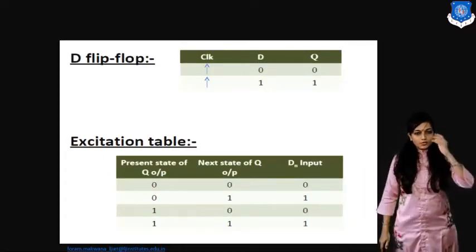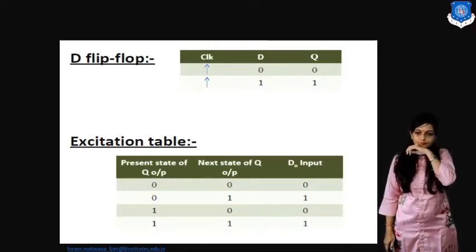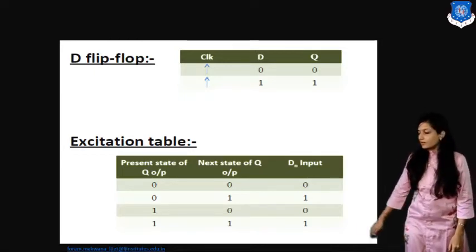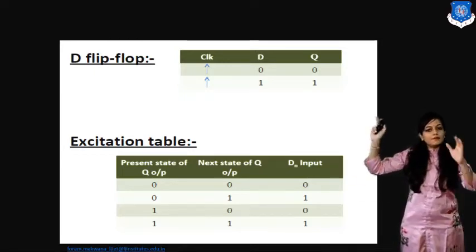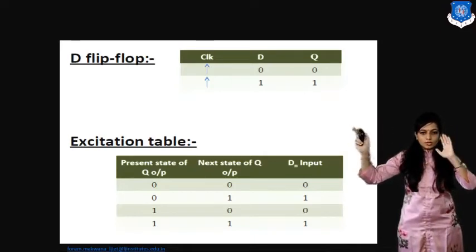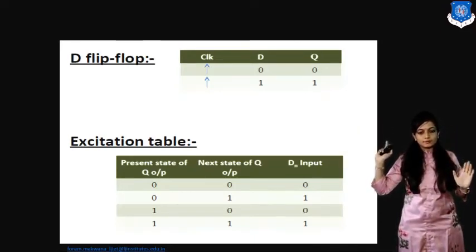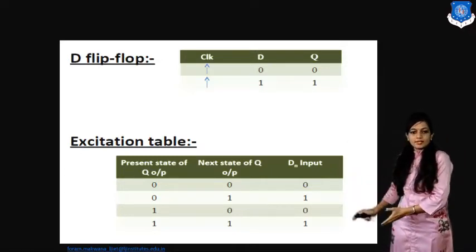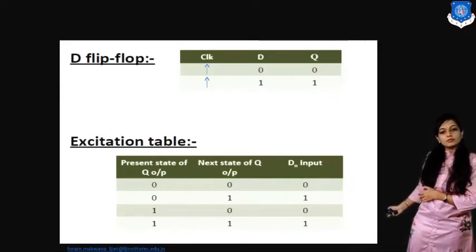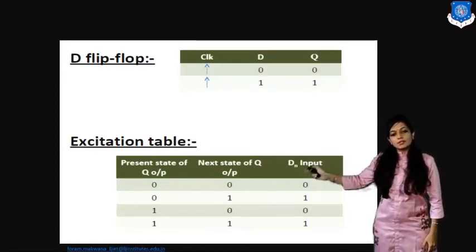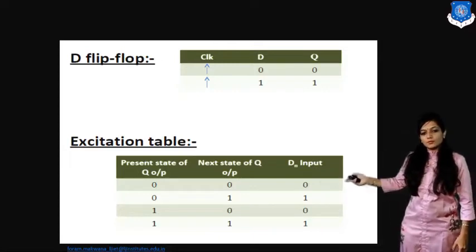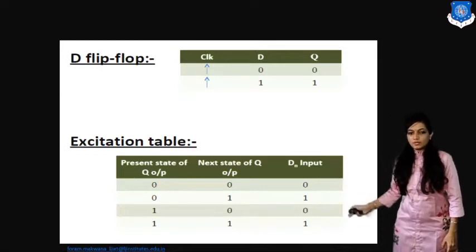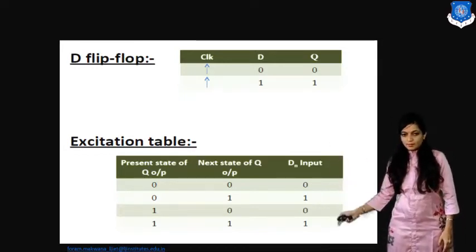Now for the D flip-flop, we know its truth table. If D is equal to 0, Q is equal to 0. If D is equal to 1, Q will be 1. Simple. So whatever the next state may be, that will be my input. Present state 0, next state 0, that means input 0. Next state is 1, input will be 1. Next state is 0, input will be 0. So it is the same as the next state.